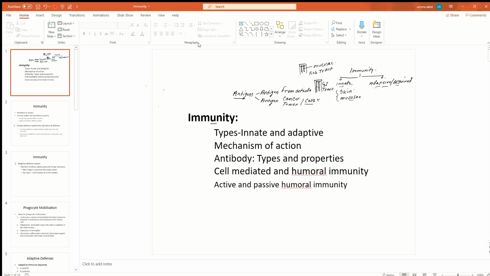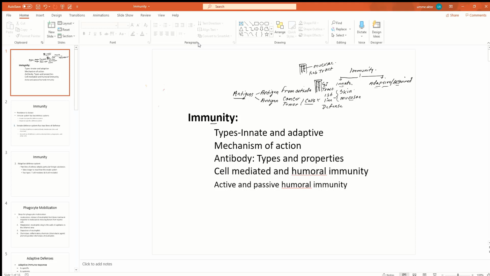So the mucosa of your respiratory and gastrointestinal tract and the skin, those are the layers that would try to stop the antigens first, right? So these are called the first line of defense of the body. Okay, makes sense.